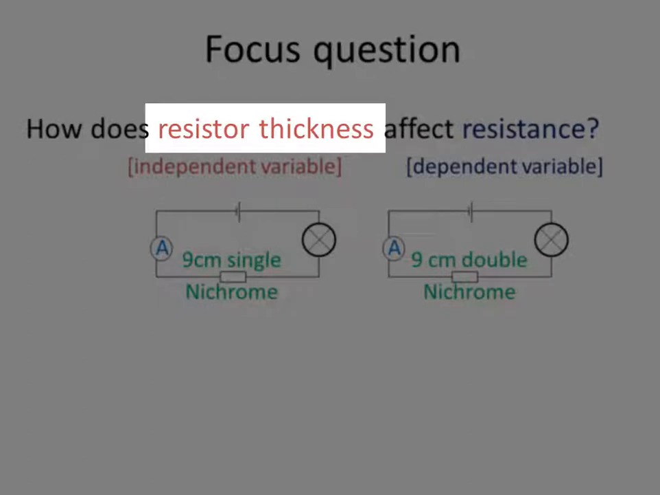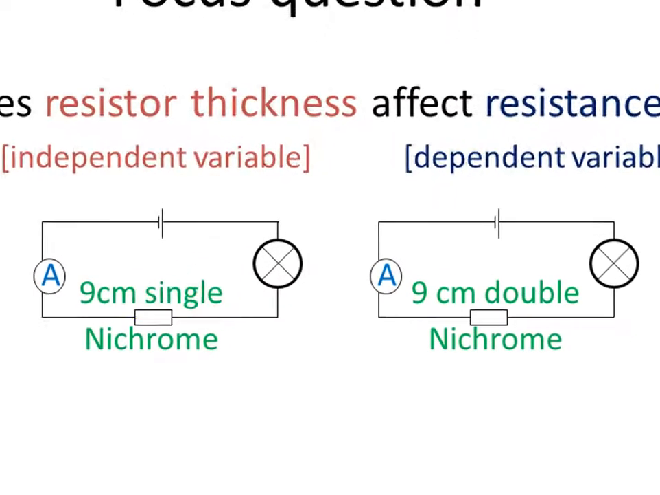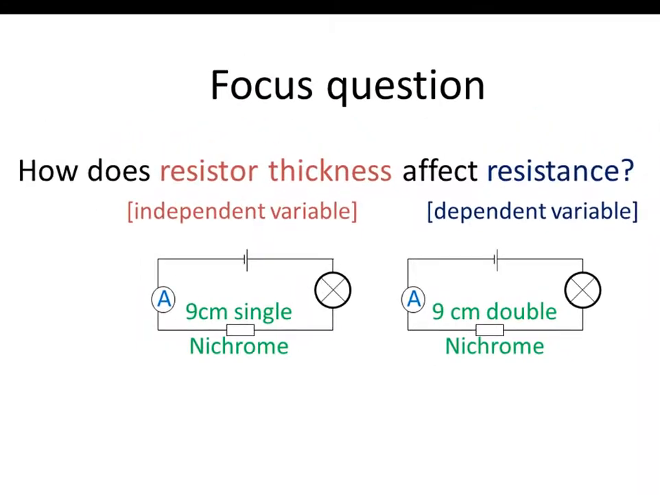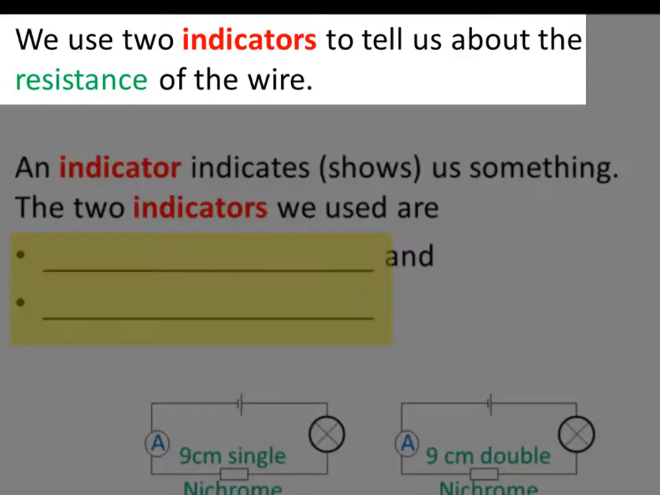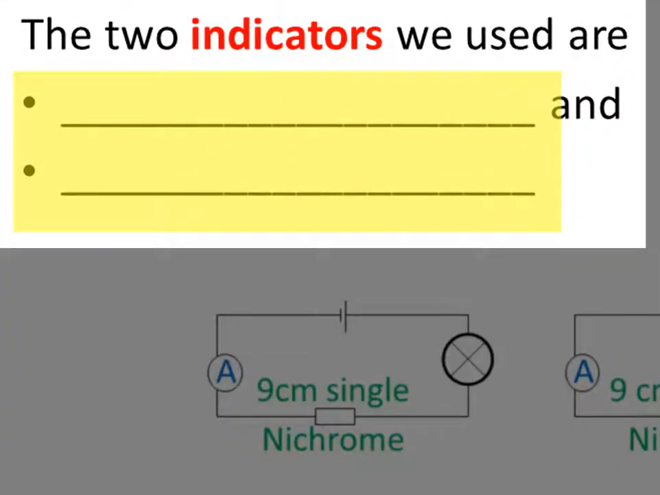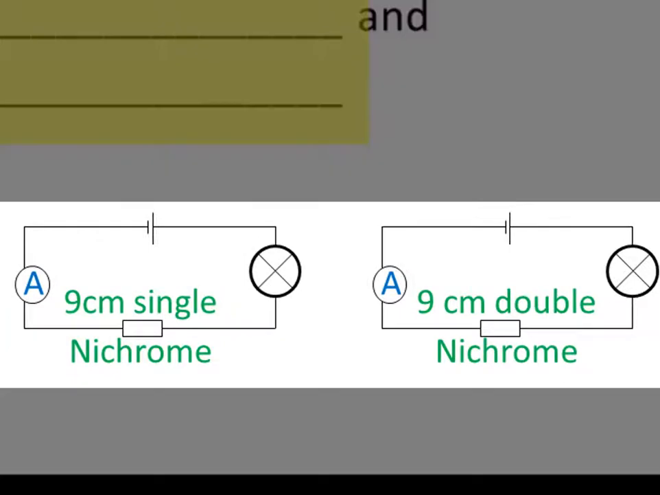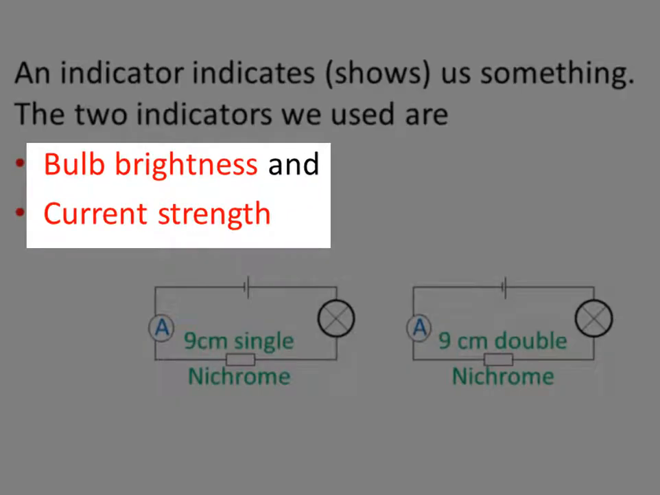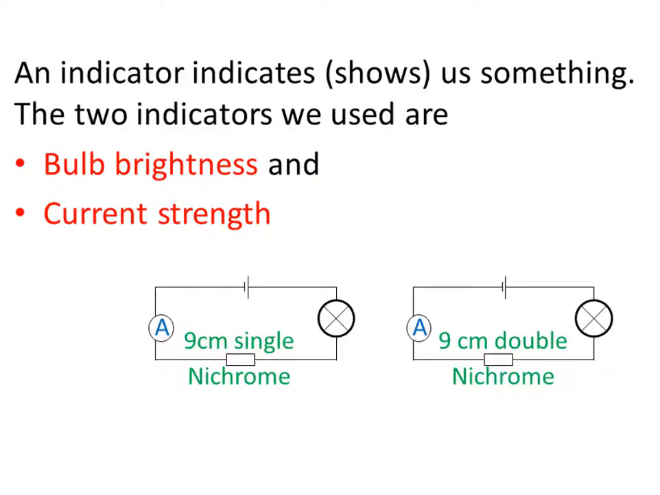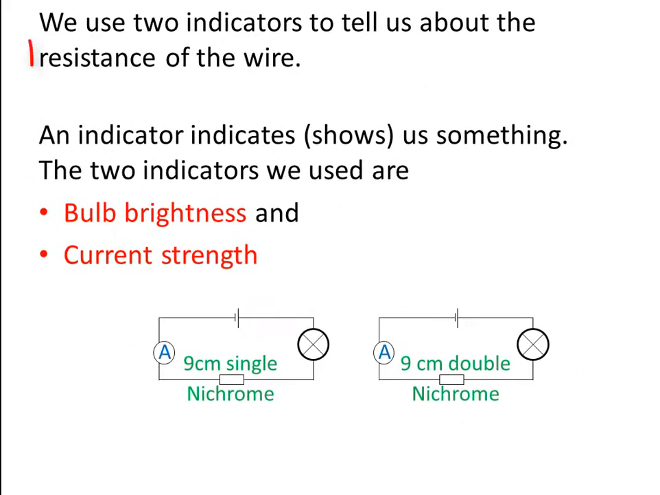We are going to describe resistor thickness as being either single or double, but we are not actually going to measure resistance directly in its unit ohms. Rather, we are going to use two indicators to tell us about resistance. What are the two indicators that we're going to use? Look at the circuits. What do we have in the circuits and why have we got them there? We have a bulb and we have an ammeter in each circuit. And the reason for that is that we are going to use bulb brightness and current strength to tell us about what we're really interested in, which is resistance.